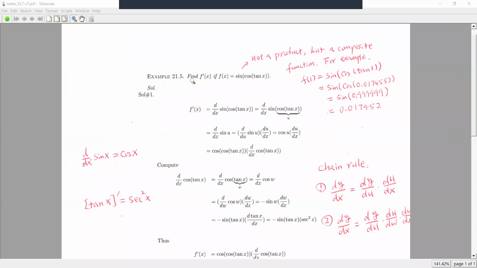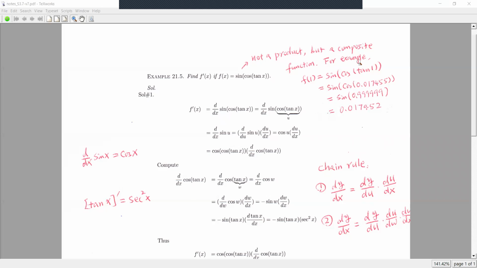Example 5. Find the derivative of function f, where function f is sine of cosine of tangent. Please note that this function is not a product, not sine times cosine times tangent, but it is a composite function.